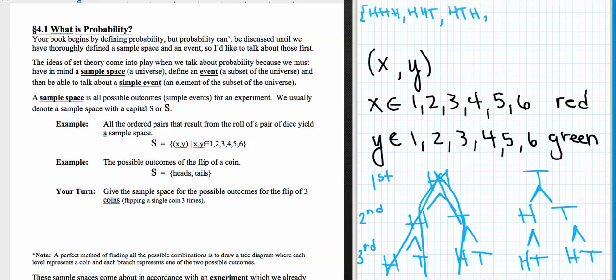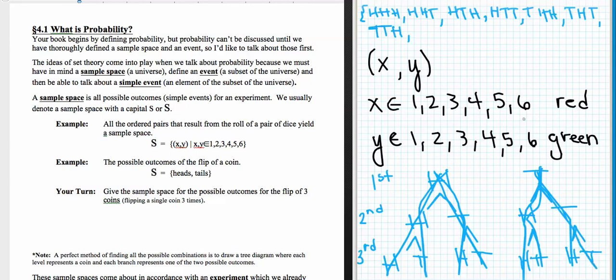And that's why you're seeing all these different outcomes. Finally, on this side I could get a head, a tail, and a tail. Then over here, a tail, a head, and a head. And then the next one, a tail, a head, and a tail. And finally, going down this last branch, tail, tail, head. And then our very last one, a tail, a tail, and a tail.